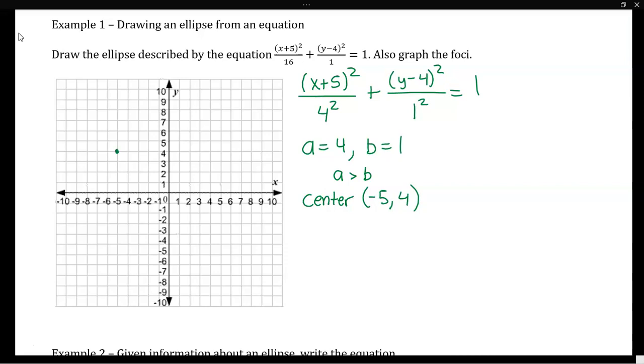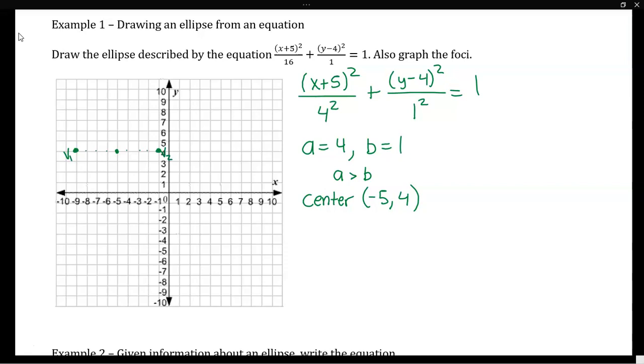And then, so from here, we're going to go right 4 and left 4 for our major axis. So we're going to go 1, 2, 3, 4. This is one of our vertex points. And then we go to the left from the center. We're going to go 1, 2, 3, 4. And we have our other vertex for our major axis. So we have our V1 and our V2.